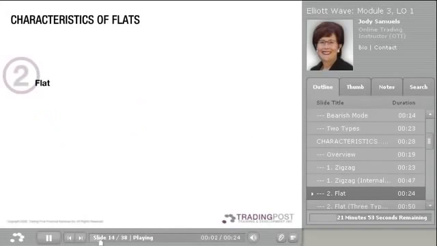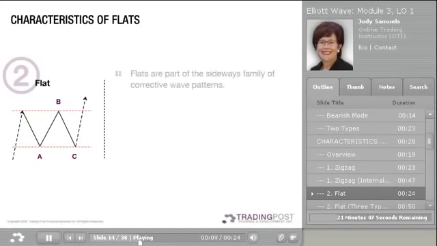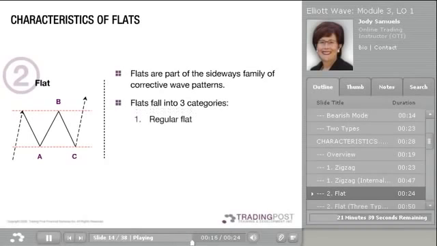In an uptrend or downtrend, the flat correction moves sideways to the predominant trend. Flats are part of the sideways family of corrective wave patterns. Flats fall into three categories: the regular flat, the irregular or expanded flat, and the running flat.